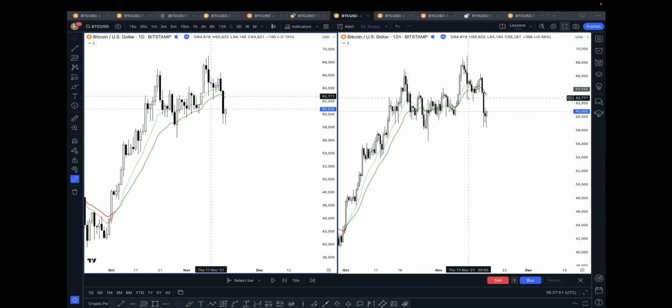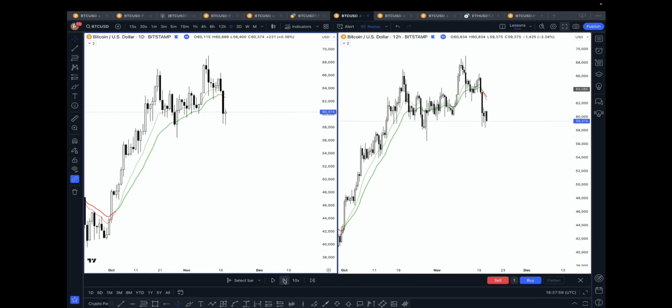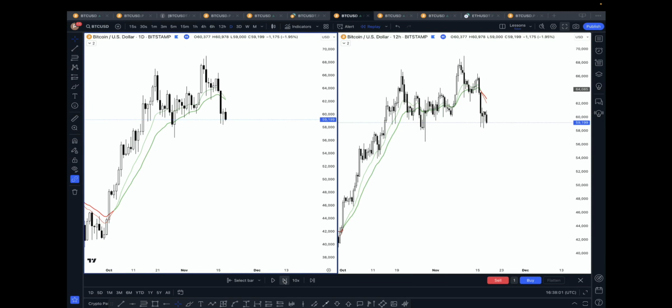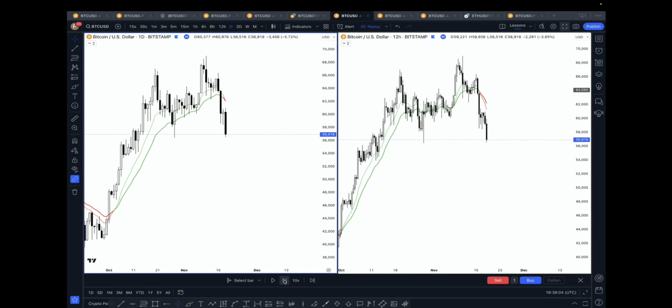I don't think it comes all the way back up. Point being, your 12-hour gives you an early exit signal. It's up to you to figure out the exact execution of it. And the daily doesn't, because when the daily goes, in this instance, it's gone. So by the time the daily goes red, it's done.